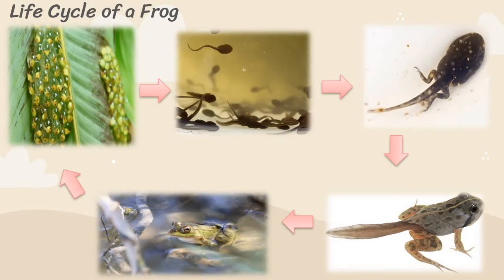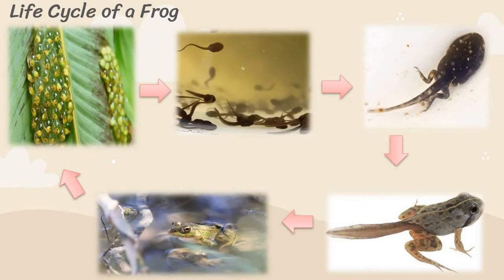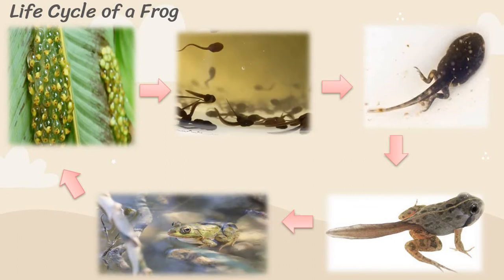The rate at which amphibians grow and the length of time they spend as larvae depends on the species, the water temperature, and available food. The lesser the food and the cooler the temperature, the longer it takes for metamorphosis.